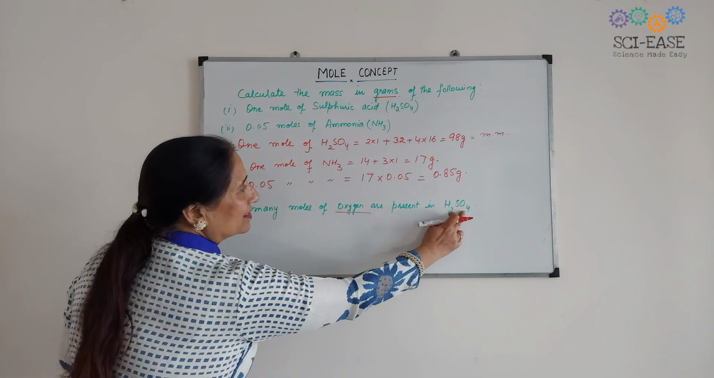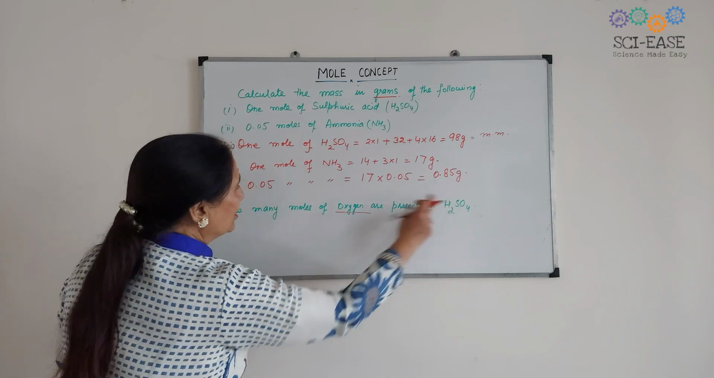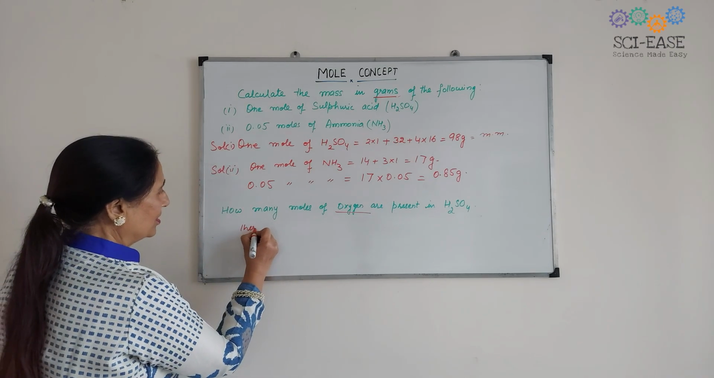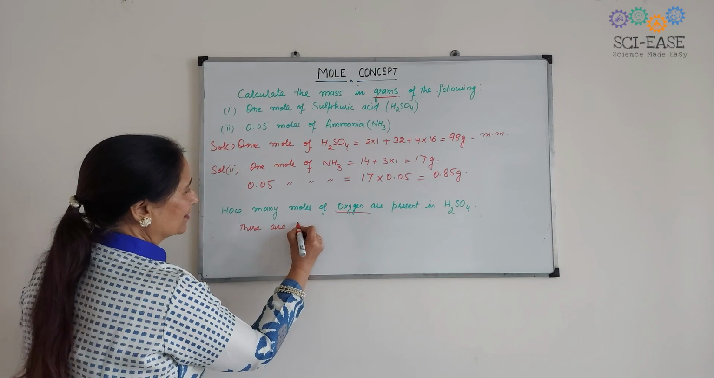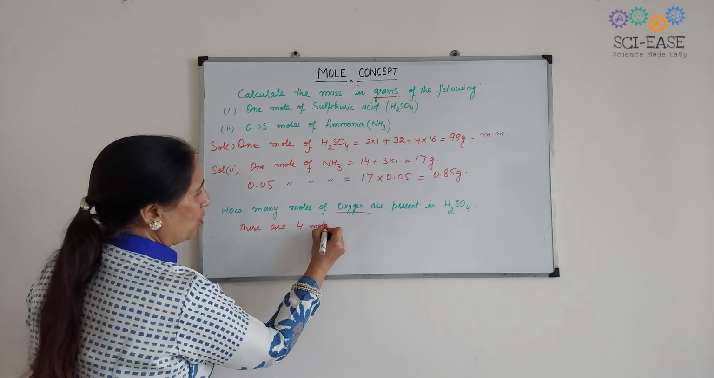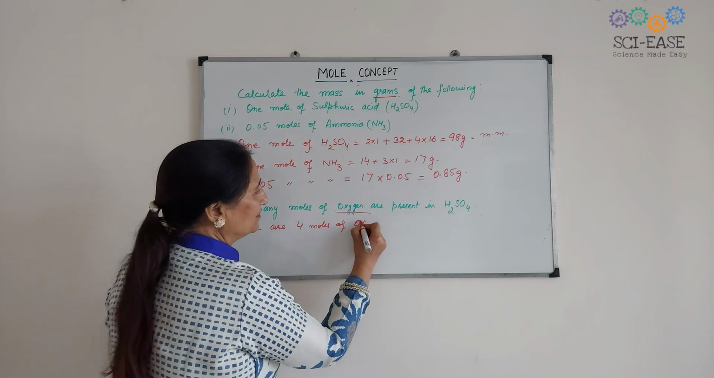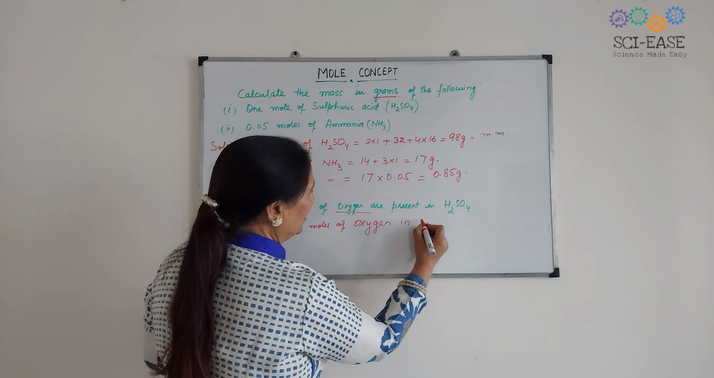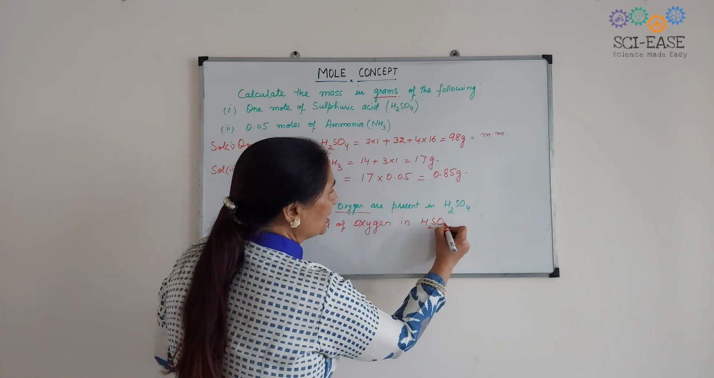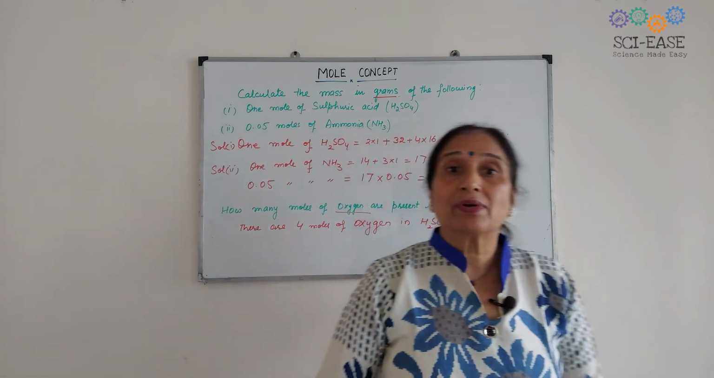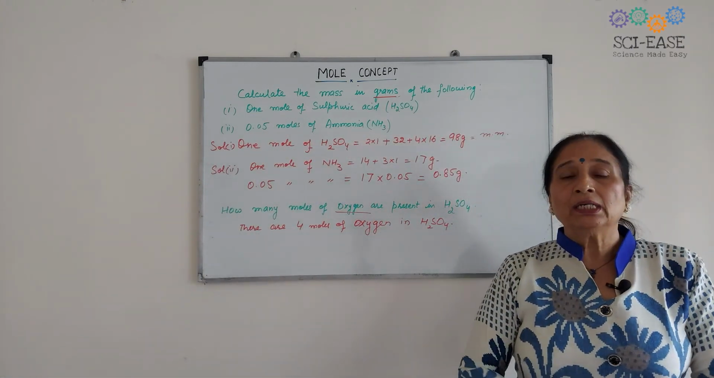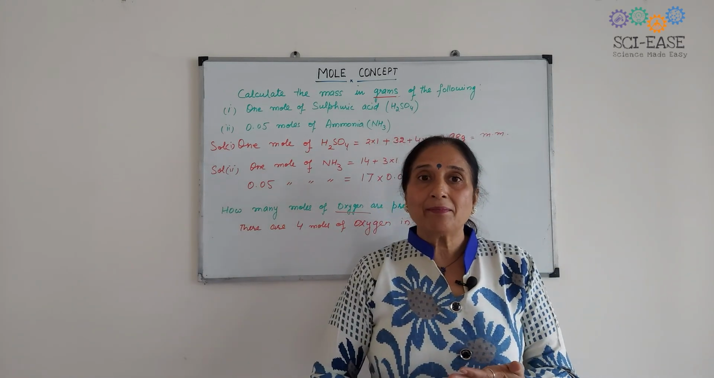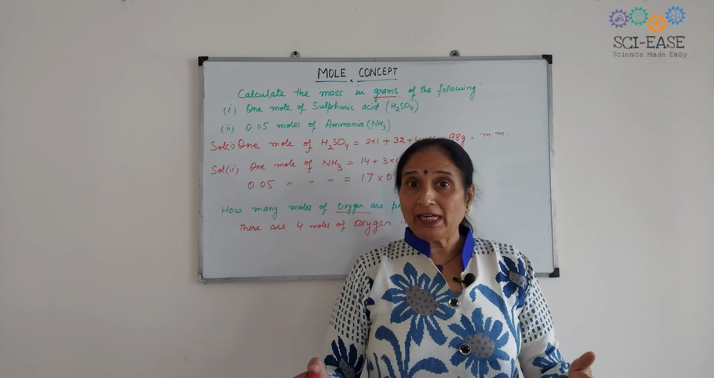Now the next numerical is: how many moles of oxygen are present in sulfuric acid? So here there are 4 atoms, so you will write that there are 4 moles of oxygen in sulfuric acid. Such types of questions, or some questions related to the Avogadro number, are there in the exam. So you must practice them in order to become perfect.